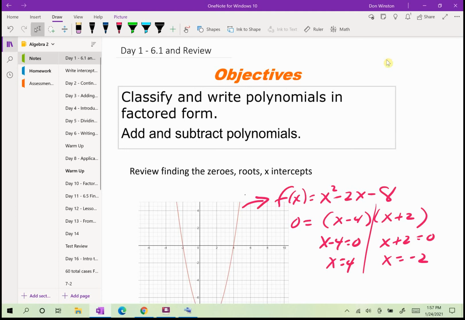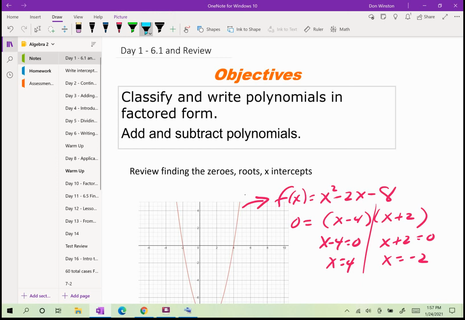I know for some of you it's been a long time, so for the next couple of days I'll take it a little slow and we will review a couple things along the way. We're going to start with Chapter 6. We ended with Chapter 5. Our objective today is to classify and write polynomials in factored form. What is a polynomial? And then we'll add and subtract polynomials. So let's recall something you learned before.